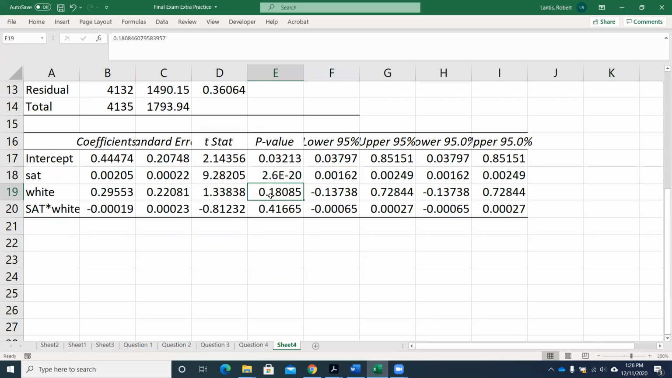But the p-value, notice here, is pretty high, so we can't say that the race of the individual has any impact on GPA at any significant level, right? But if we look at the interaction term, what this is saying is that for white individuals, this SAT score is maybe less predictive than for non-white. However, it also has a high p-value, so really we can't say that it's anything other than 0.